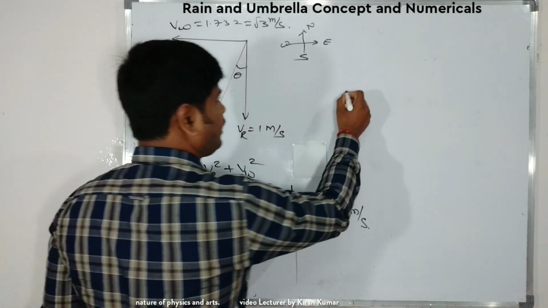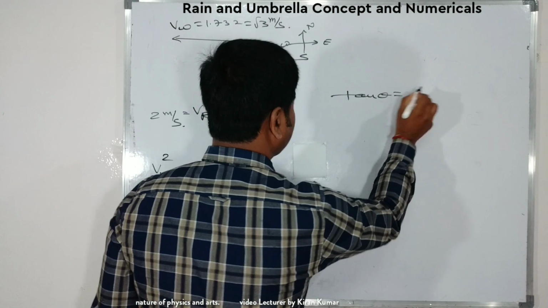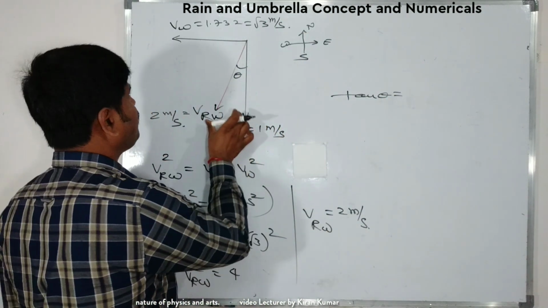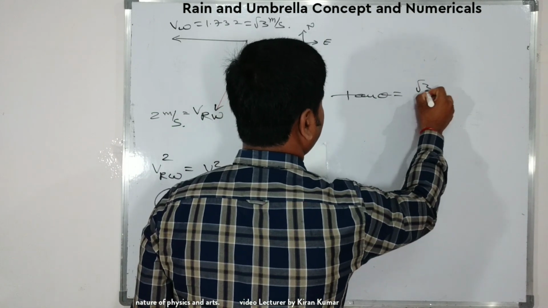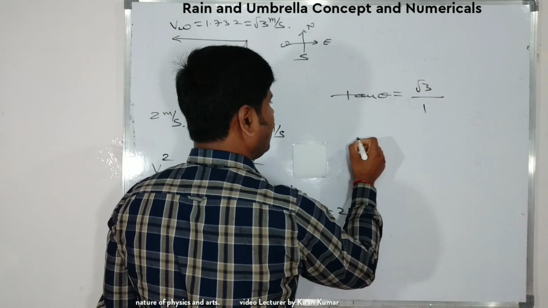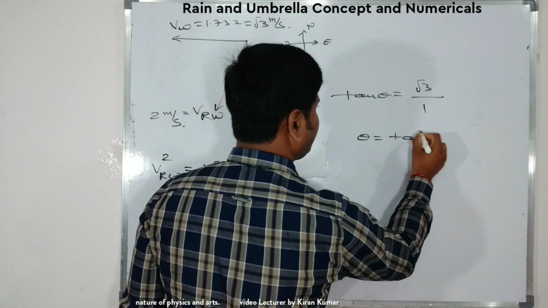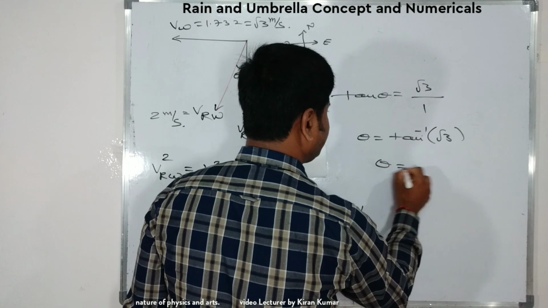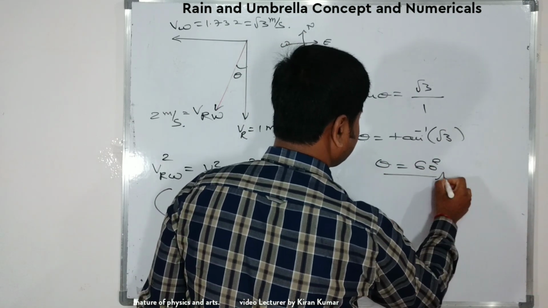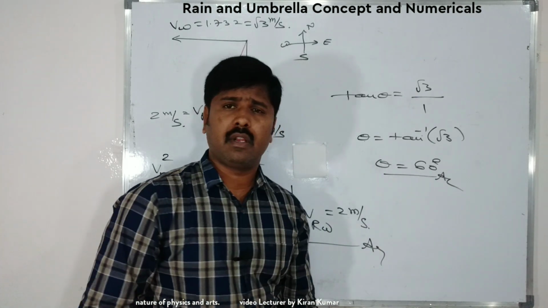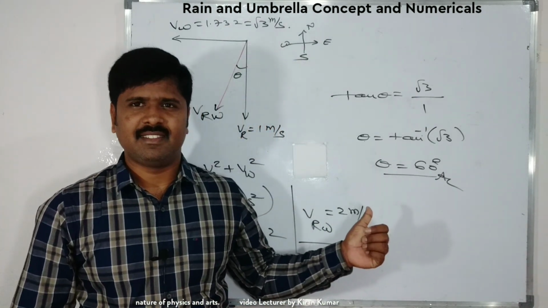Now tan theta equals opposite by adjacent side. The opposite side is root 3 and the adjacent side is 1. So theta equals tan inverse of root 3, so theta is equal to 60 degrees, which is the second answer. This is the first answer, and please copy this.